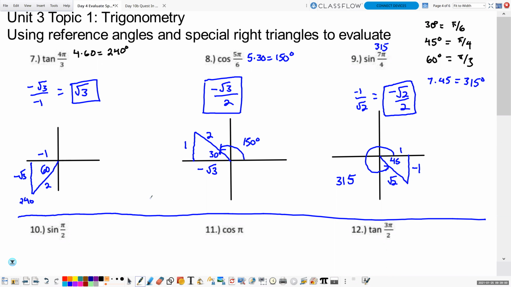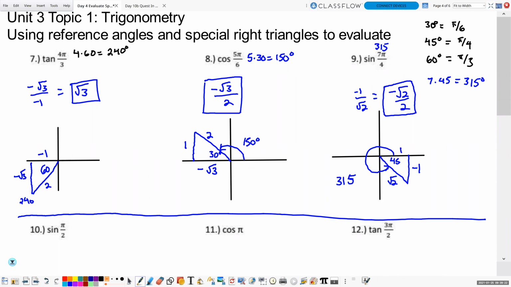Are there absolutely any questions on 7, 8, 9? Yes or no? Are there any questions on 7, 8, 9? Click them on the participants bar so I know you are alive. Do you have any questions on 7, 8, 9?